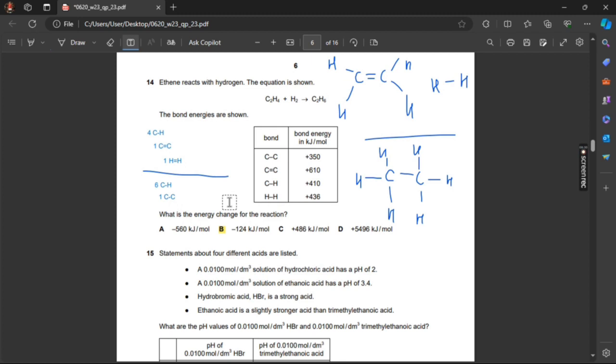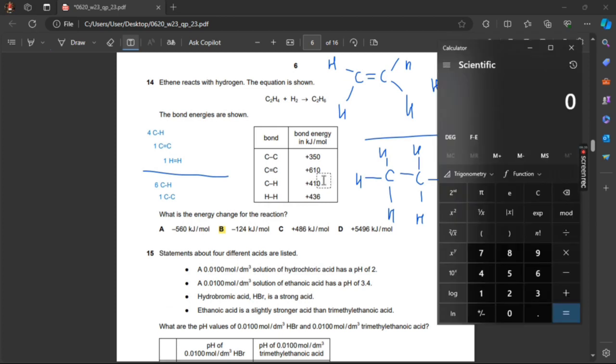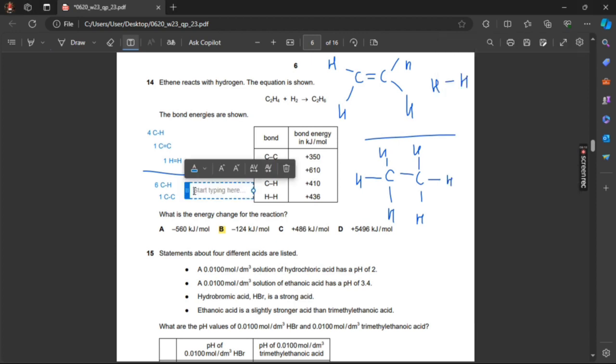Okay, now let's calculate energy change. Bond energy of CH is 410, and we should multiply it by 6, and we should add bond energy of carbon-carbon single bond, and it is 350, and we will get 2810.